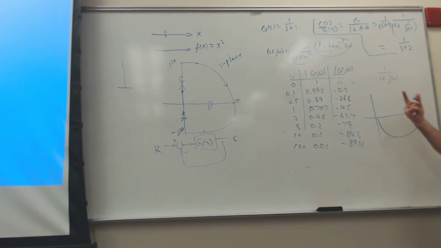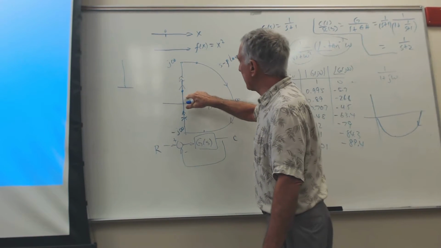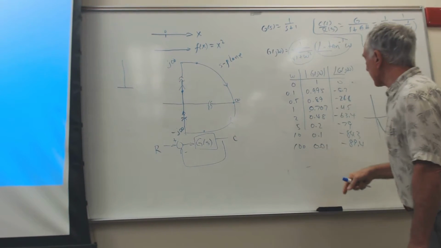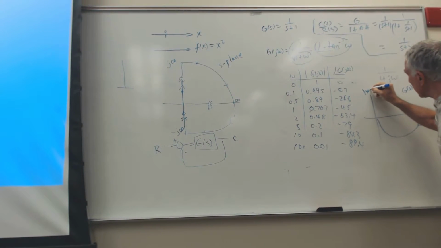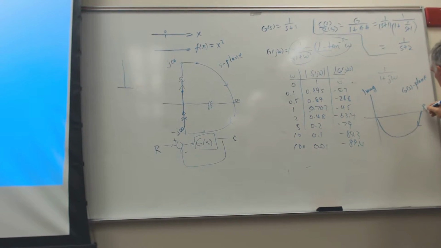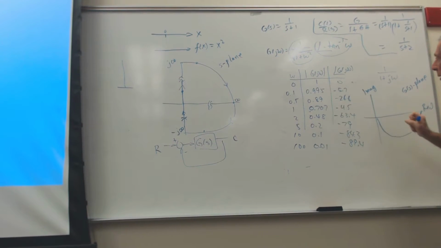And so what we've done here is map these points here specifically into the G of s plane. This is the imaginary, and this is the real. Right, so it starts out purely real, and angle 0, which is this point right here.